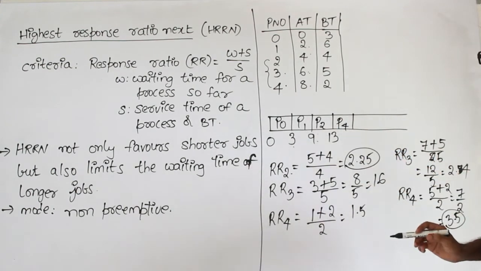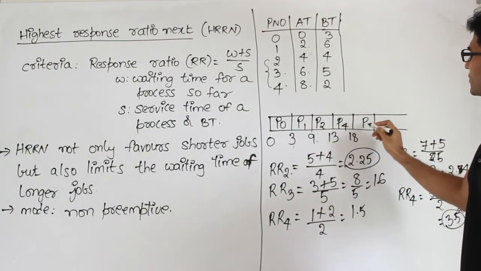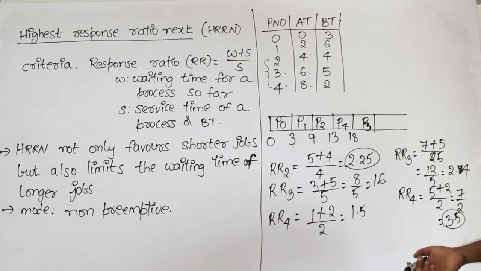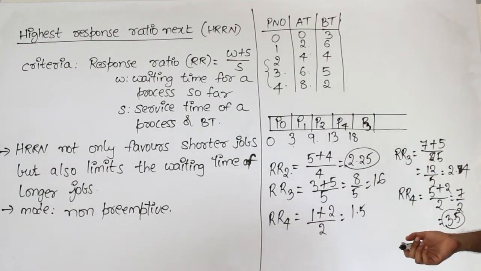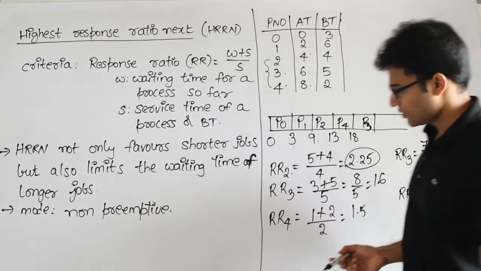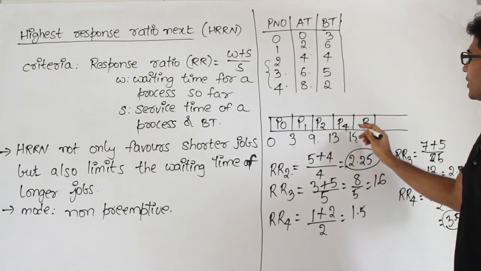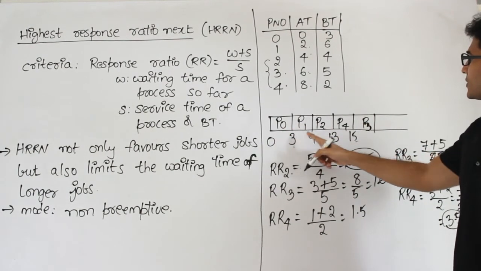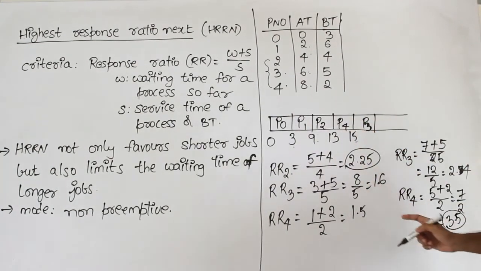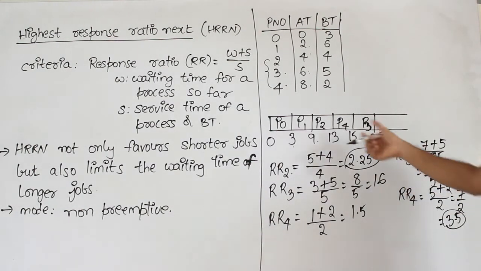P4, and how long is it going to run? 5 units, therefore till 18, and then I am going to schedule P3, the only job remaining. Now P3 needs 5, right? Oh, P4 needs only 2 units. Therefore, from 13 it is going to run only till 15. Let me check it. P0 requires 3 units, P1 requires 6 units, P2 requires 4 units, P4 requires only 2 units, and then P3 requires 5 units, which means till 20, right? So this is how HRRN is going to schedule the processes.